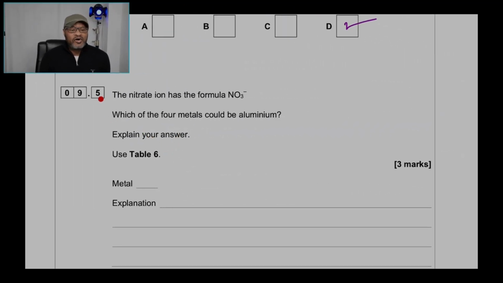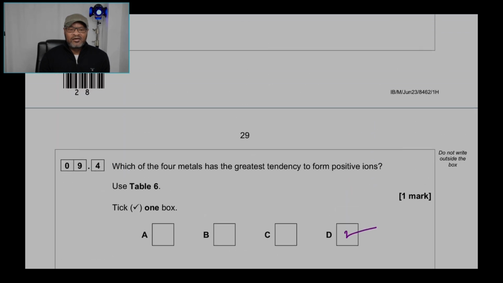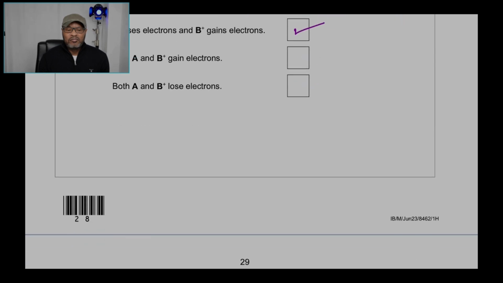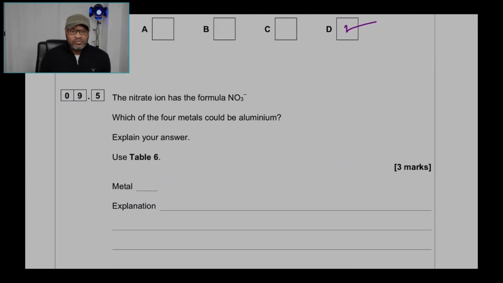Question 9.5. The nitrate ion has the formula NO3 minus. That minus is for the whole thing. Which of the 4 metals could be aluminum? We've already explained that earlier, because we said the C has 3 nitrates. So because it's got 3 nitrates, there's a 3 here. That 3 goes there, that'll be C3+. And the 1 here goes to nitrate minus 1. So because it's C3+, that must be aluminum. So it's got to be metal C.